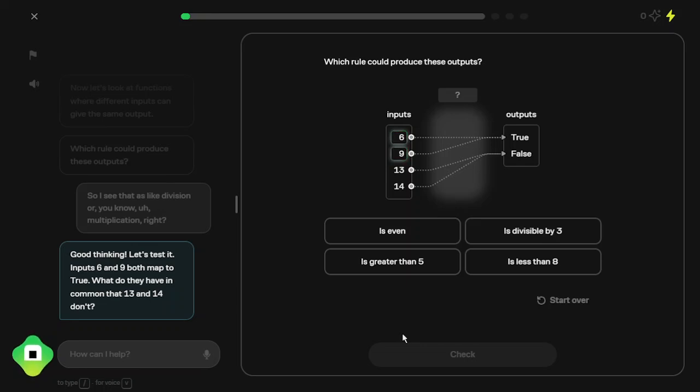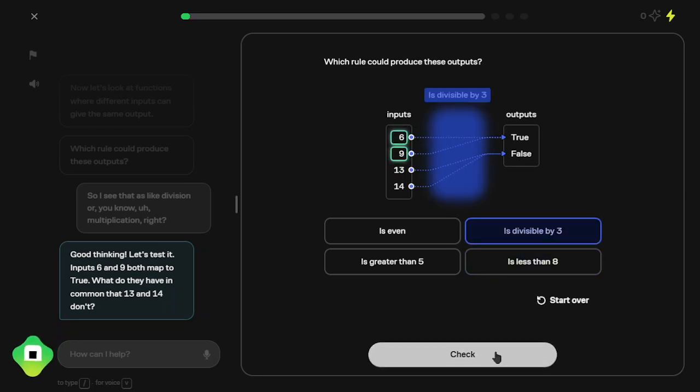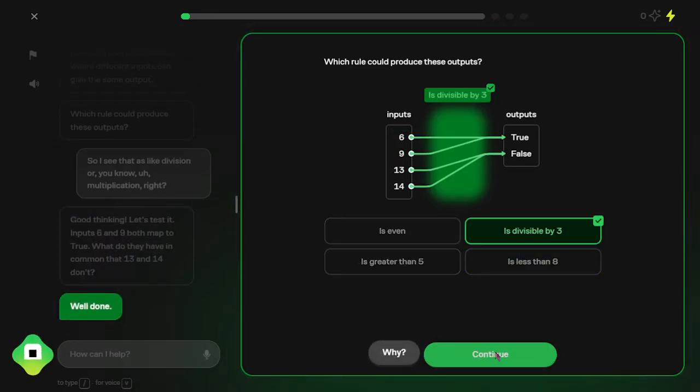So we count that out. Less than 8, 9 is more than 8. So the only answer left is division by 3. 6 and 9 can be divided by 3, and 13 and 14 can't. That must be the correct answer. Well done.